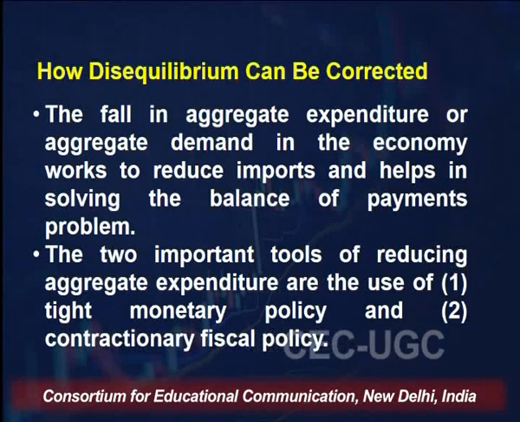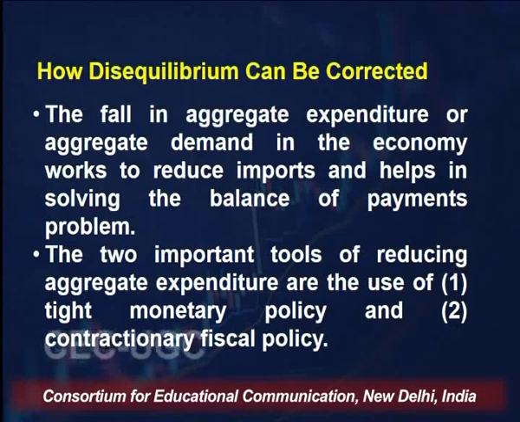The two important tools of reducing aggregate expenditure are the use of tight monetary policy, because if there is tight monetary policy, there is less money supply in the economy. If there is less money supply, that means people will have less purchasing power, and if there is less purchasing power, that means the demand for the products will go down.